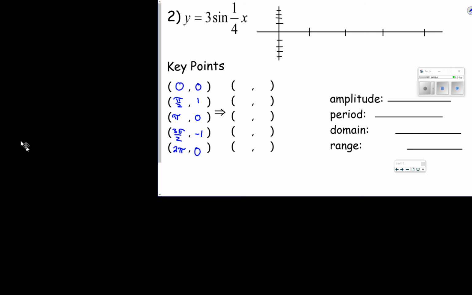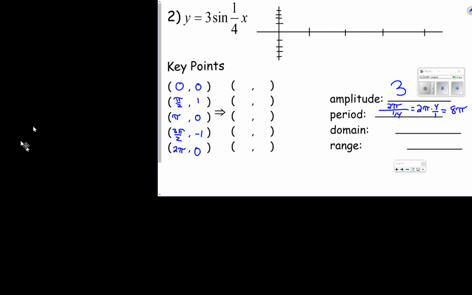All right, for my amplitude, it is 3. For my period, it's 2 pi over b. Now, if you're going to take 2 pi and divide by 1/4, it's the same as multiplying by 4, because you multiply by the reciprocal of the fraction you're trying to divide by. So your period's 8 pi.